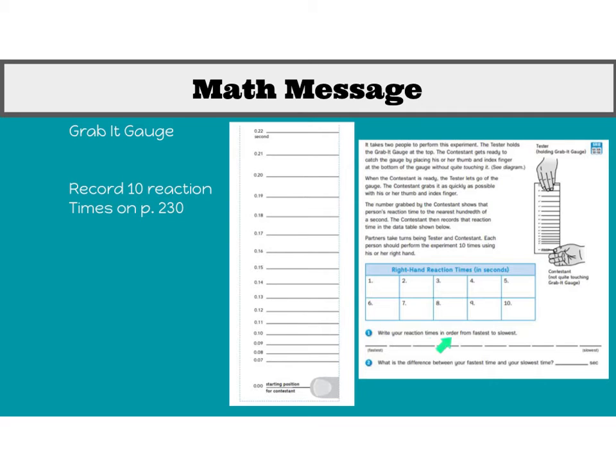So this is your data table here. Notice that there are 10 boxes, and over here I said that you need to record 10 reaction times. Partners take turns being tester and contestant. Each person should perform the experiment 10 times using his or her right hand. Even if you're left-handed, you're going to use your right hand.